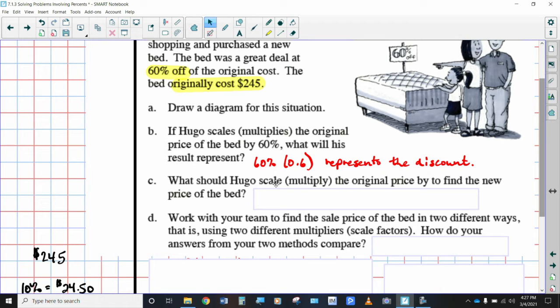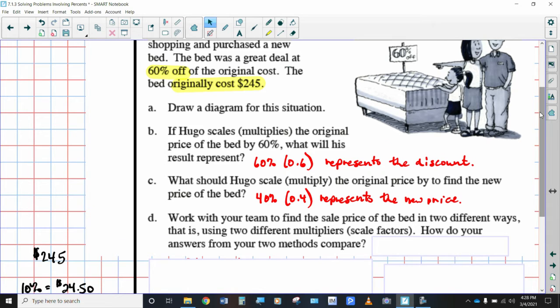So what should Hugo multiply the original price by to find the new price? Remember, if 60% is your discount, then the remaining 40% has to be what the new price is going to be. So we would use 0.4 to represent our multiplier. If we want to find the amount of the discount, we'll choose the 60% or the 0.6 as our multiplier. If we want to find out the sale price or the new price, then we would use 40%, because you're going to pay 40% of the original price since it was marked off 60%.